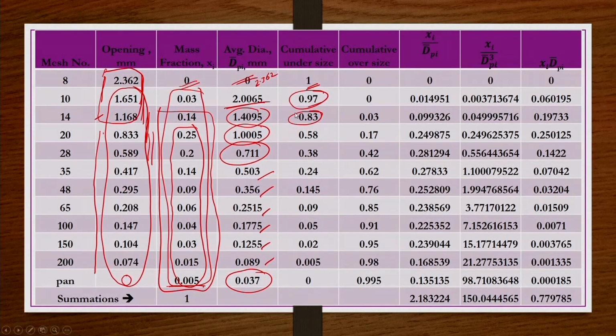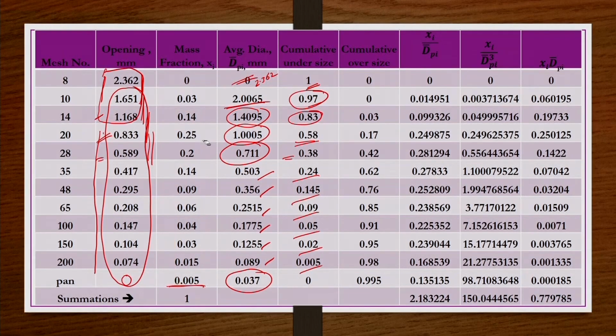Likewise, the fraction of material smaller than Dp 0.833 would be 0.58 if you add these numbers together. The fraction of material smaller than Dp 0.589 would be the summation of all the numbers from 0.14 to 0.005; add them together and you get this number. Like that, you can get all these numbers by finding the cumulative fraction smaller than Dp for that particular row, that is, that particular mesh.